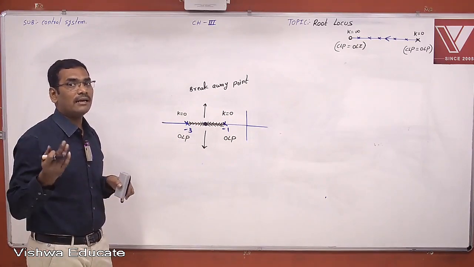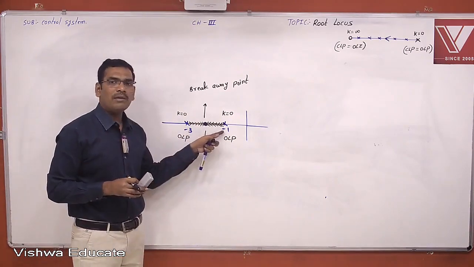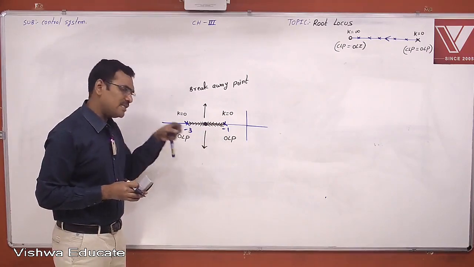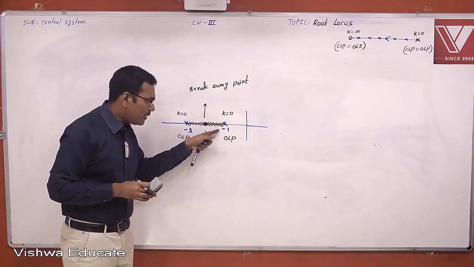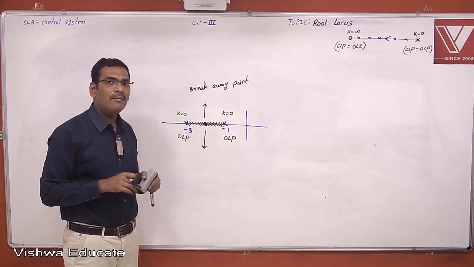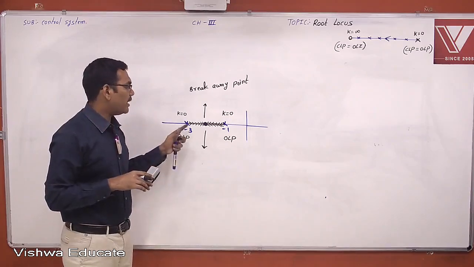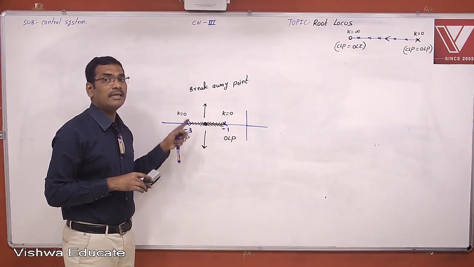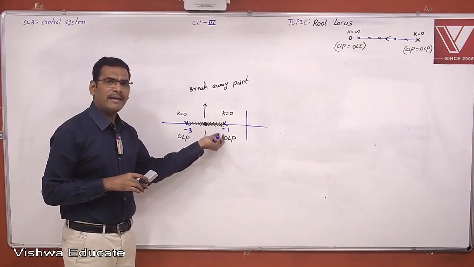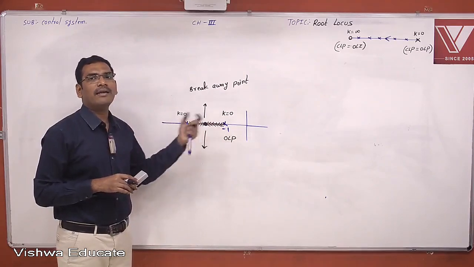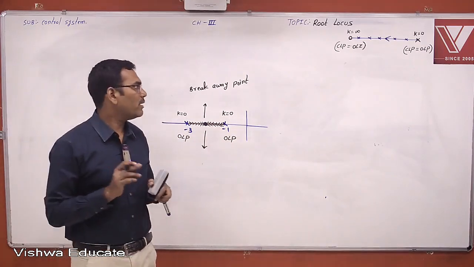And students are raising a question that, sir, one pole is at -1, another pole is at -3. Is the breakaway point exactly in the middle, or close to -1 or close to -3? No, that we are calculating, but one thing is confirmed, the breakaway point exists between -1 and -3. I cannot say that it is exactly in the middle. It may be close to -1 or it may be close to -3, but it is there in between -1 and -3. Okay, that is one important point, students.